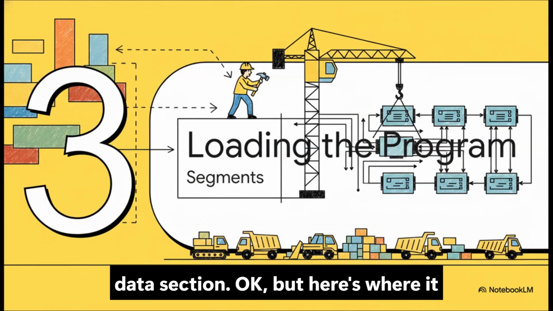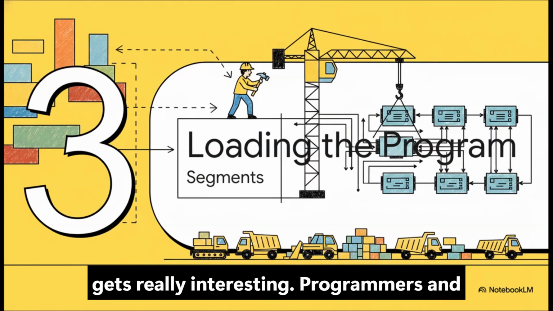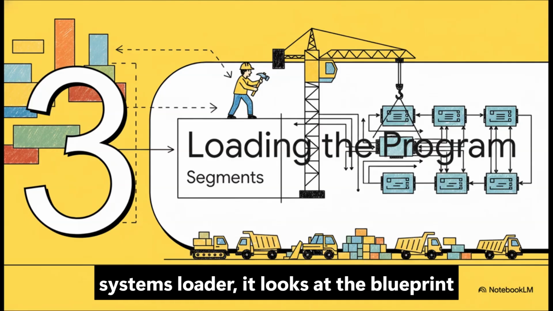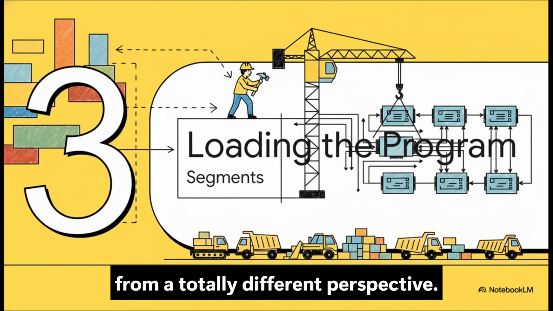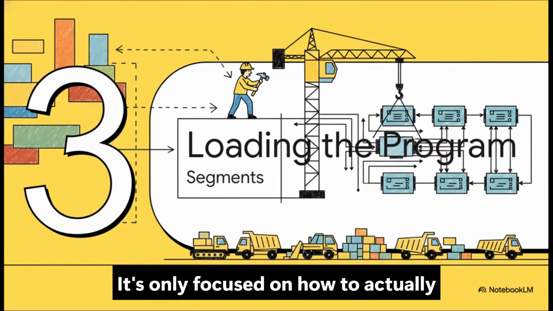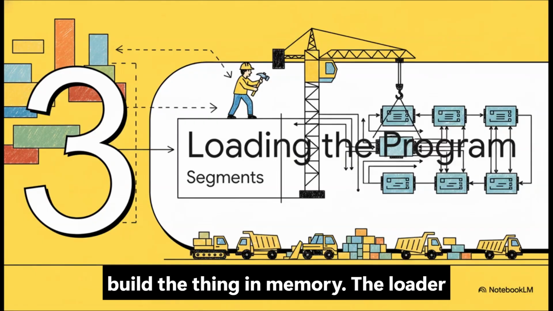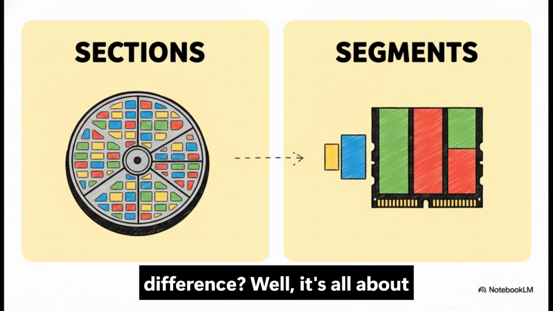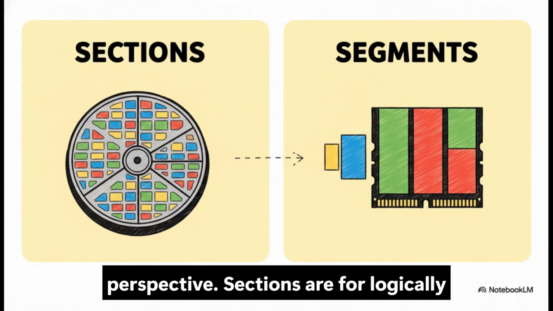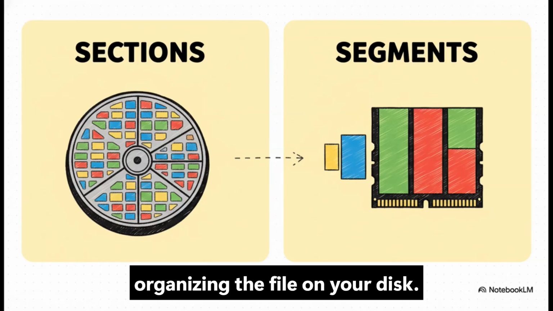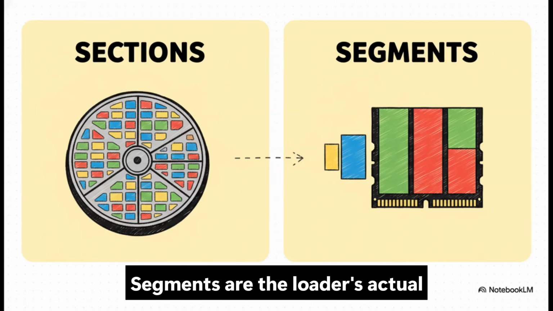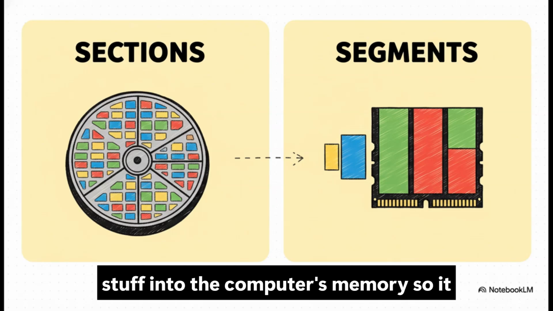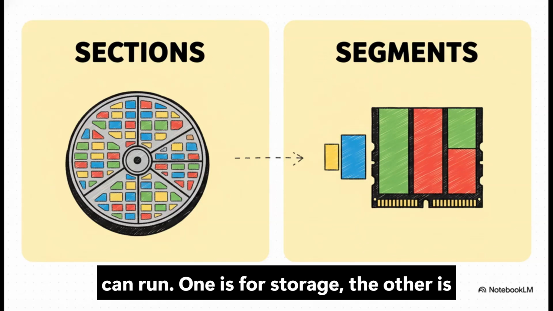Okay, but here's where it gets really interesting. Programmers and compilers think in sections, right? But the construction crew, the operating system's loader, it looks at the blueprint from a totally different perspective. It's only focused on how to actually build the thing in memory. The loader thinks in segments. So what's the difference? Well, it's all about perspective. Sections are for logically organizing the file on your disk. Segments are the loader's actual instructions for how to map all that stuff into the computer's memory so it can run. One is for storage, the other is for action.